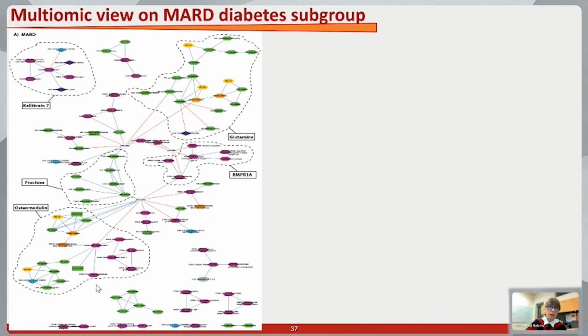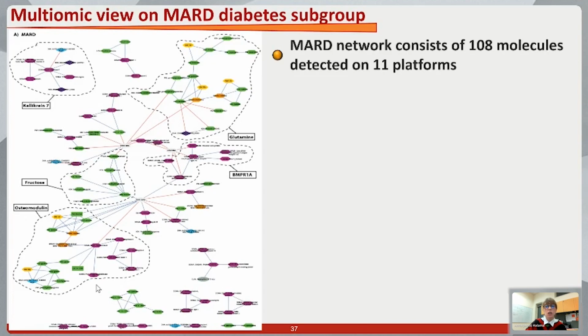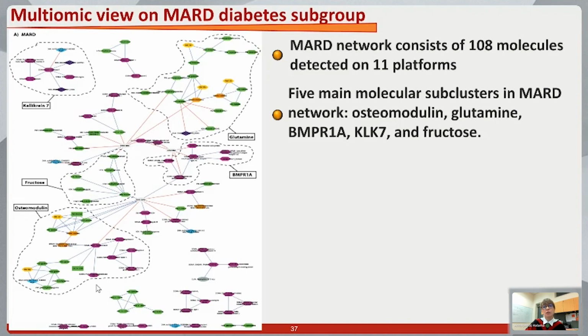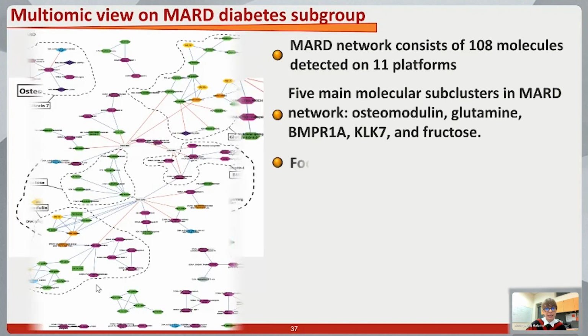And this is only a very brief example of the MART subcluster, which is characterized by the age of the diabetes onset. So what we did here, we identified 108 molecules which are relevant, and we also find 5 of the main cluster here. So it's especially osteomodulin, fructose, glutamine, and kallikrein 7.